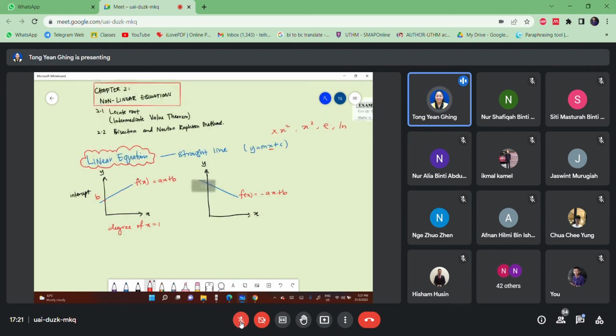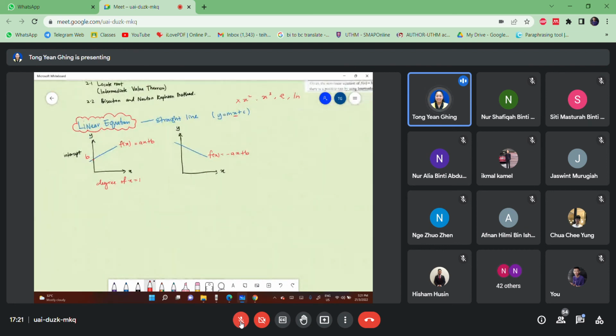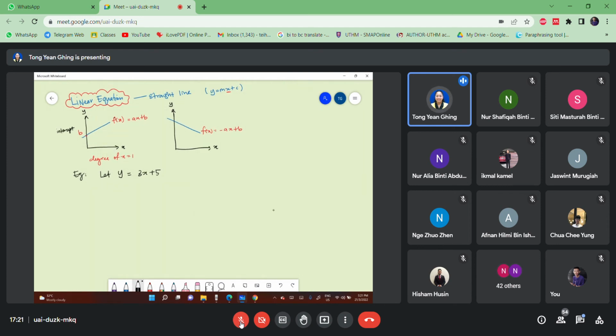easy. Let's say, for example, let we have y is equal to 3x plus 5. If 3x plus 5, let's say I draw a graph here. Okay, look. Let's say like this, and the graph like this. So here, let's say here is 5. So this is the graph y equal to 3x plus 5.